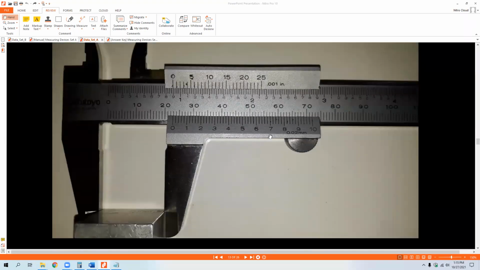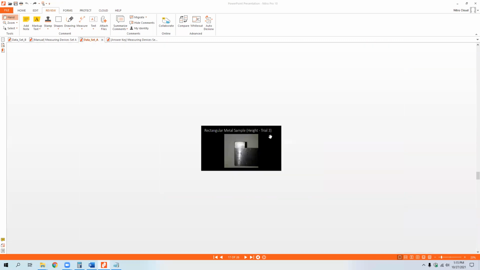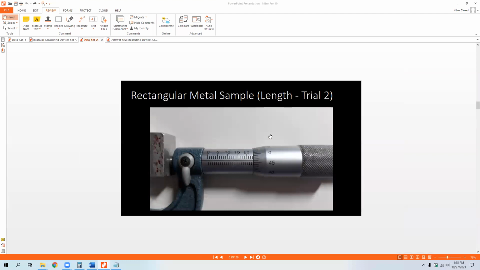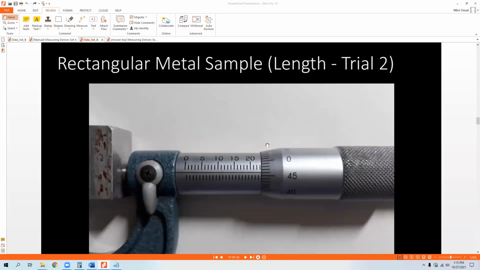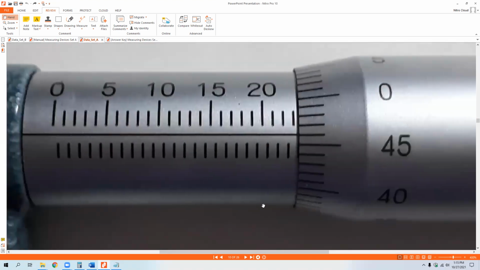Okay, next, let's go to the measurement using a micrometer caliper. Kahit hindi nakasulat, but according to the manual, the least count of your micrometer caliper is 0.01. So again, we want to measure your rectangular sample using your micrometer caliper. So let's zoom in again. So anong measurement ang makuha natin dito?